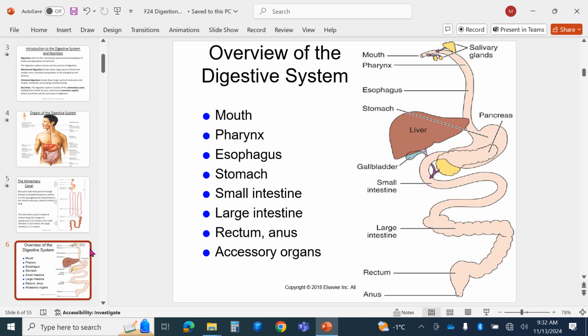Okay, just another shot here: the mouth, the pharynx, esophagus, stomach, small intestine. Okay, and then you have the large intestine, and then the rectum as well, and then the accessory organs located here. Okay.